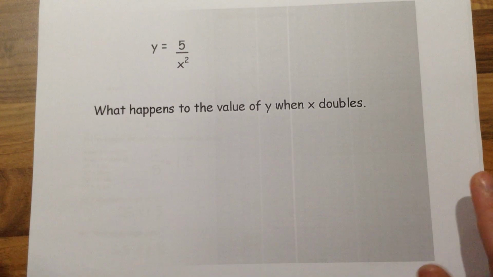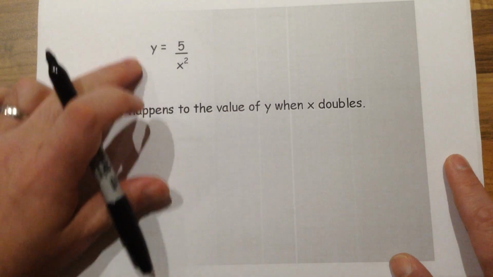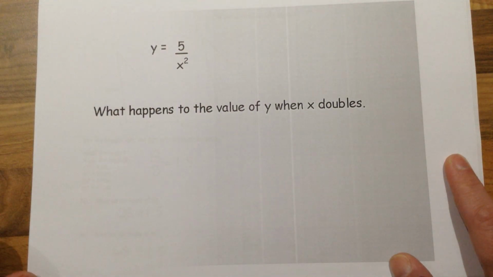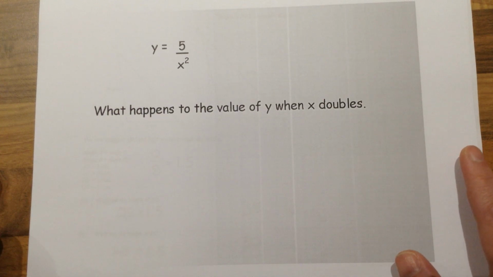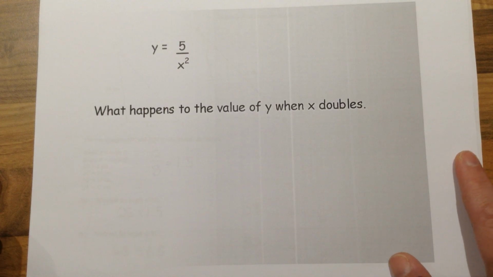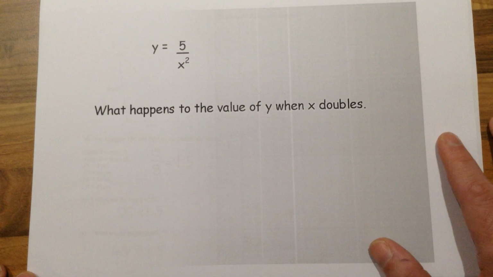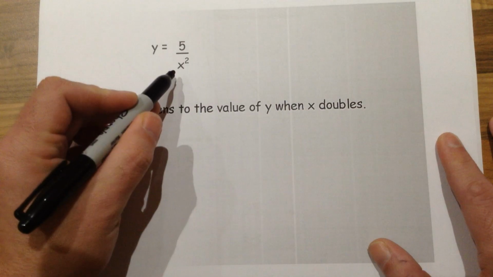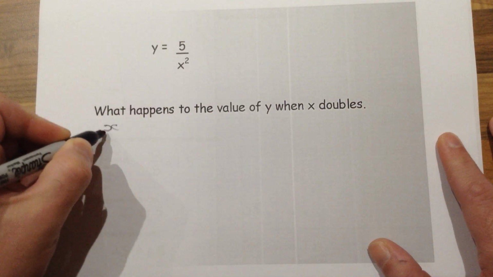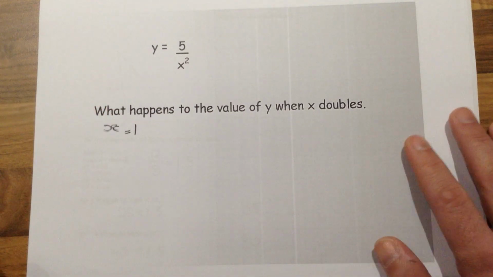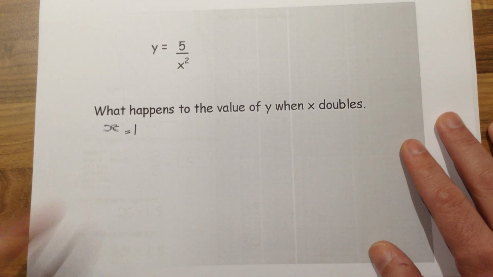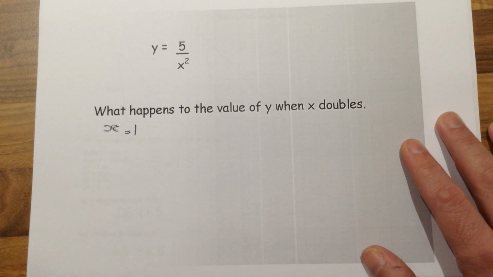The next question again is another substitution question. Here it has given us this equation, so y is equal to 5 over x squared. The question is simply saying what happens to the value of y when x doubles. Now it's not given us a number to substitute in here, however we are fine just to pick a number, see what it does, and then we can use that to try and explain what is going to happen. So to make this as easy as possible, what I would do is say let's start with the value of x equals 1. I've just picked an arbitrary value, the easiest thing I can think of to substitute in.